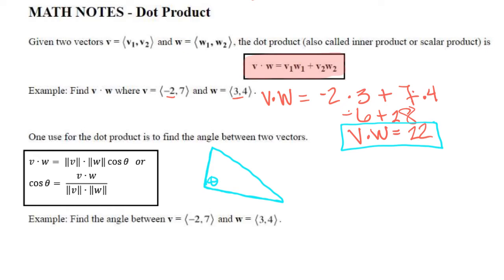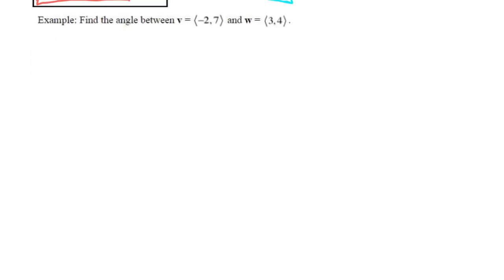It says we can find our dot product from the magnitude of V times the magnitude of W times cosine of theta. Or more useful, let's solve for cosine of theta: divide both sides by the magnitude of V times W, and so we can come up with the angle measure using this formula. Let's try an example. It says, find the angle between V and W, given that V is <-2, 7> and W is <3, 4>. So the first thing we need to find is the magnitude of each.